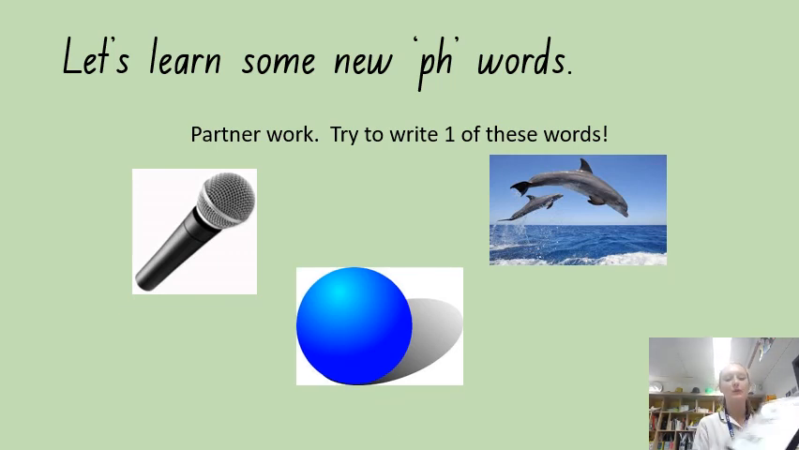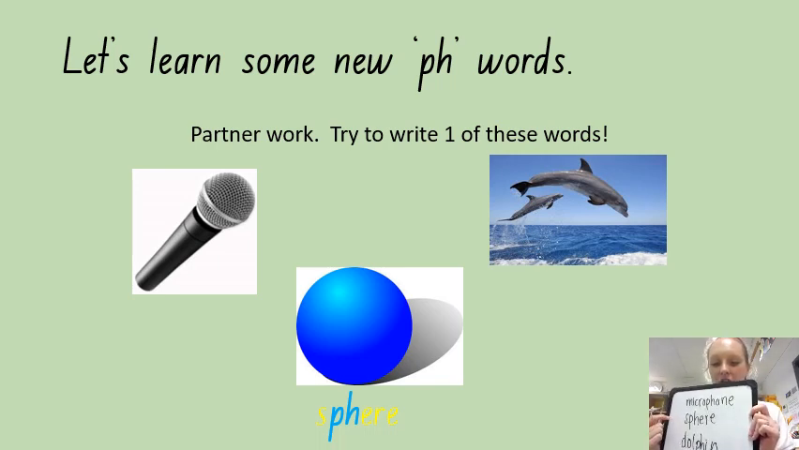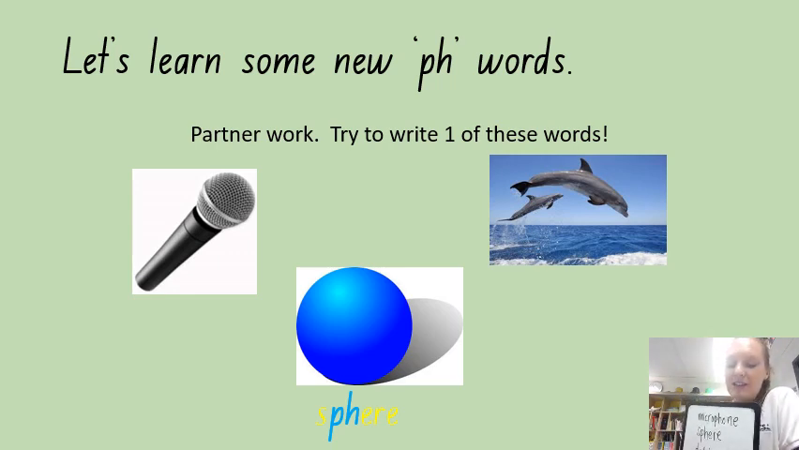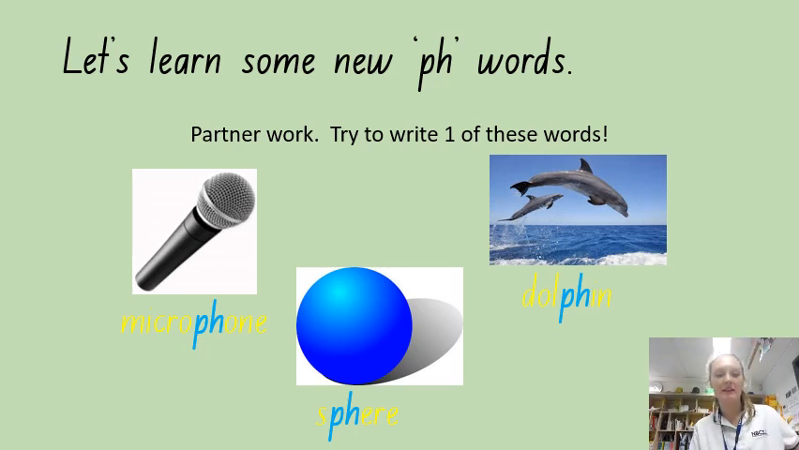Okay. Did you get a sphere? Good job. This is a really tricky word because the PH actually comes after a consonant. It doesn't even come after a vowel. So it's a sphere. That's a really tricky one. We have dolphin and we have microphone. I think microphone is probably the easiest one because the word micro means little and phone it means making sound. So it's something small that makes a lot of sound.